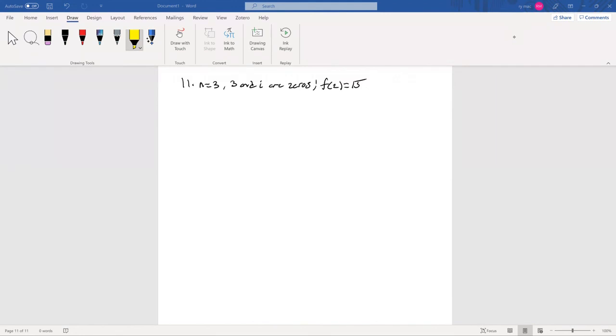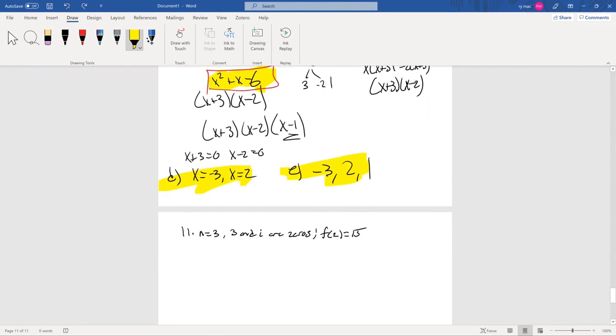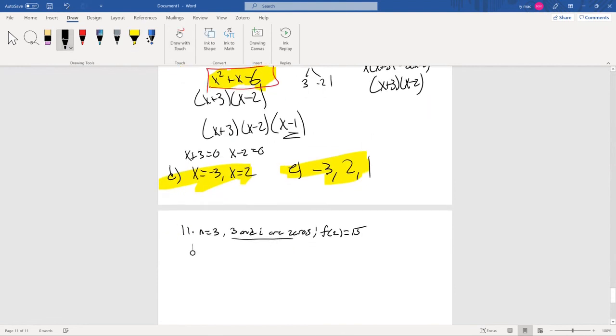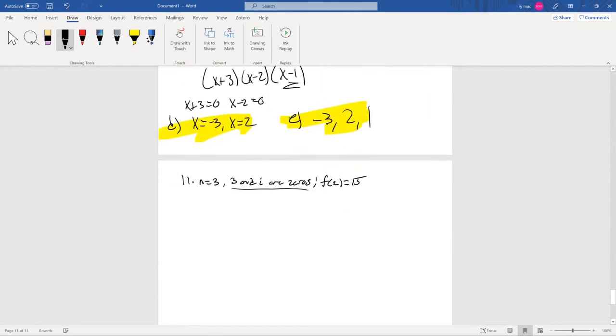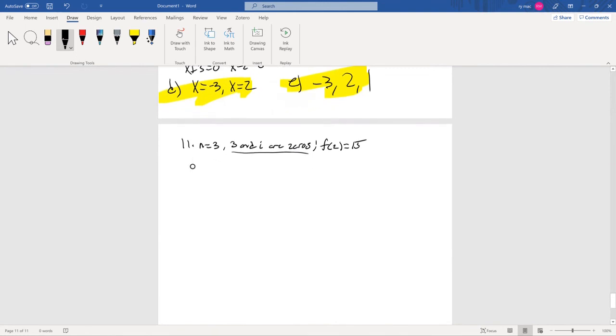So it seems like a bunch of random information. Just so you know, when you see something that looks like this, it will be the same method. What this n equals 3 means is how many zeros you have, which also doesn't really matter because they are telling us what our zeros are, 3 and both i's. So what does this mean? What do we do? Well, you can write out your factors. If 3 is a 0, that means that one of my factors has to be x minus 3.